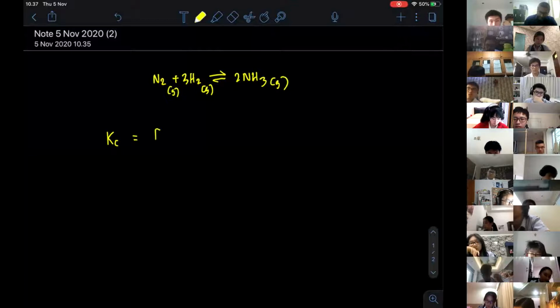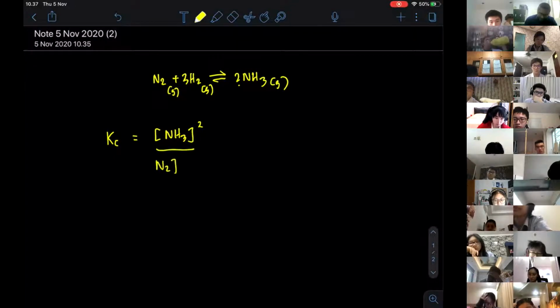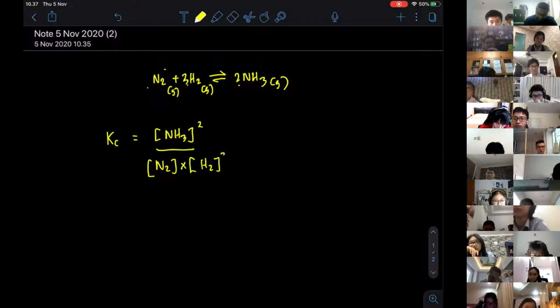So the product, the concentration is NH3 to the power of 2. I put 2 over there. Divided by the concentration of nitrogen to the power of 1, and then times the concentration of hydrogen to the power of 3.